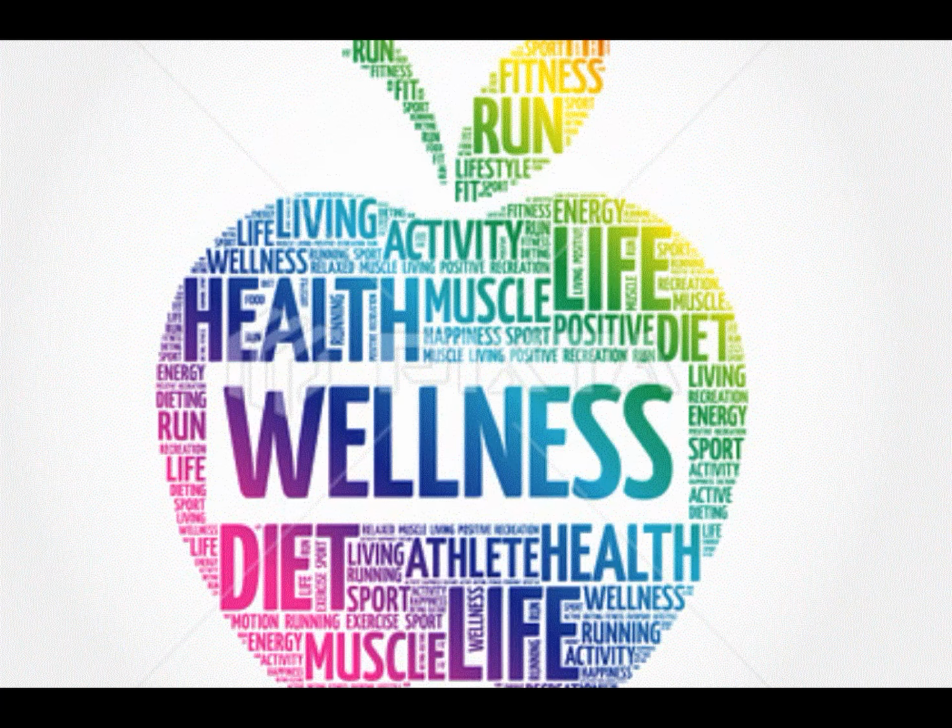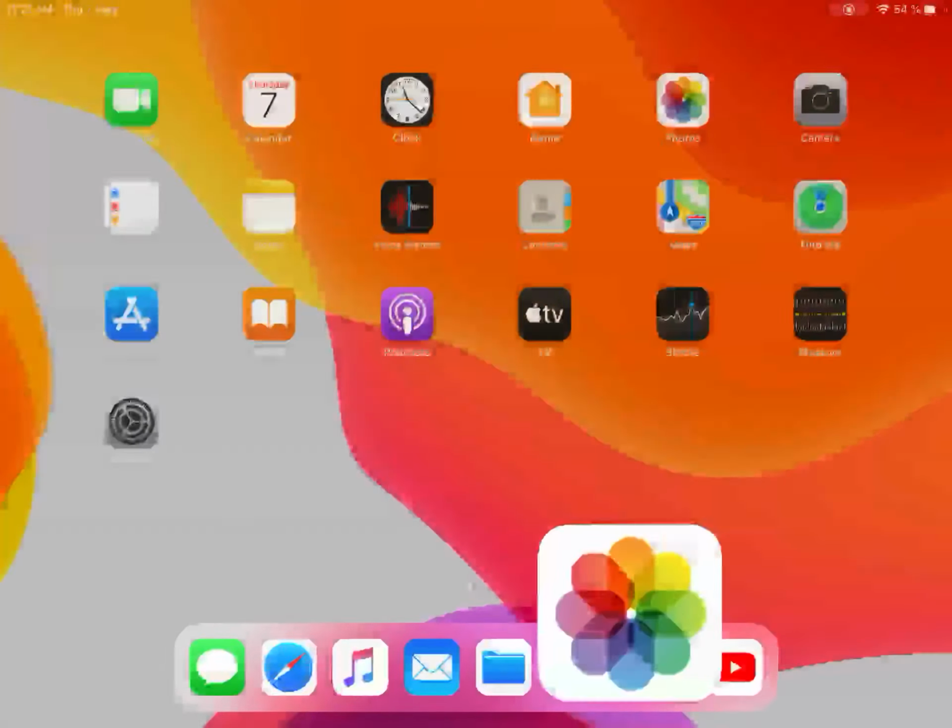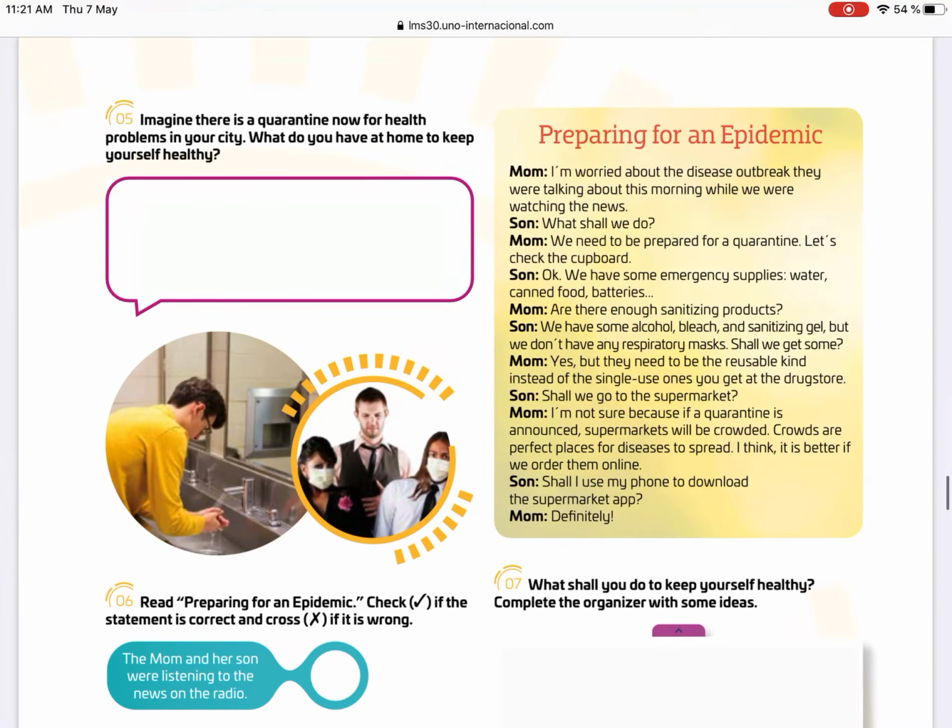Remember that the objective is the same as all these weeks before: identify vocabulary related to health and use it through sentences with simple grammar forms. So let's make some explanation about the pages we're going to work. This is page 61, and we have here Preparing for an Epidemic.